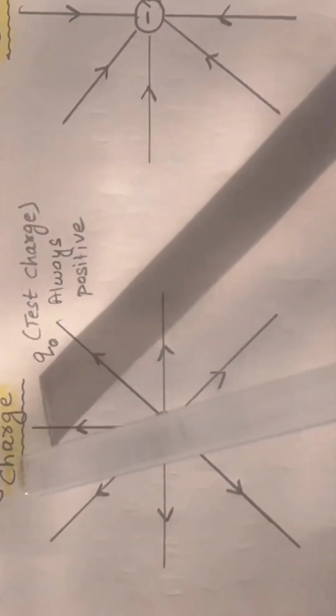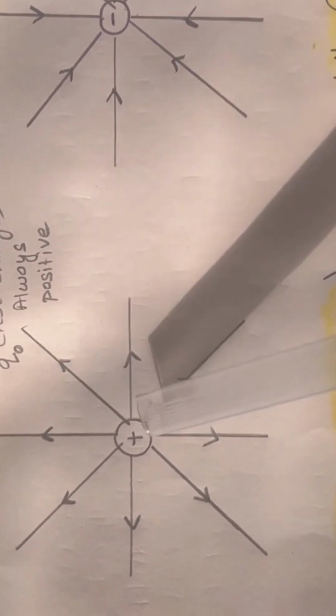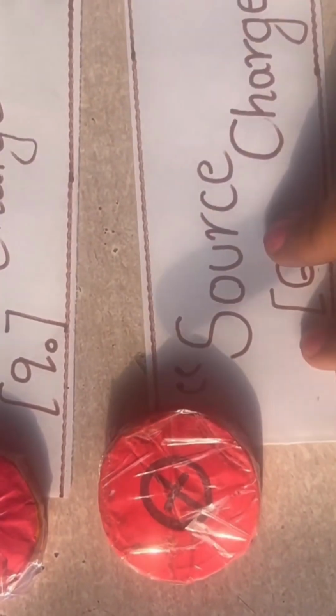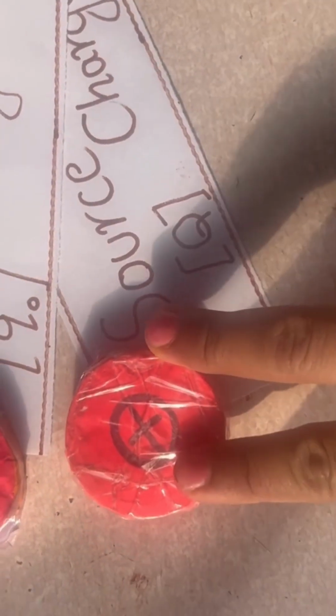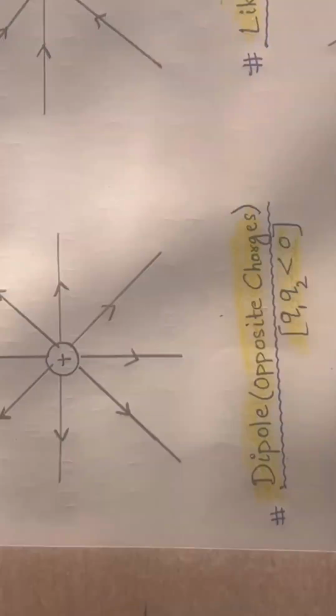Now the visual representation is shown here. For the single positive charge, electric field lines will be outwards because in the field of positive source charge, Q naught, which is always positive, will move outwards, as shown with the help of a prototype model. Here, positive source charge is moving towards the test charge. The test charge is moving away, which is positive. That is why electric field lines due to a positive charge are outwards, and for the negative source charge the electric field lines are inward.